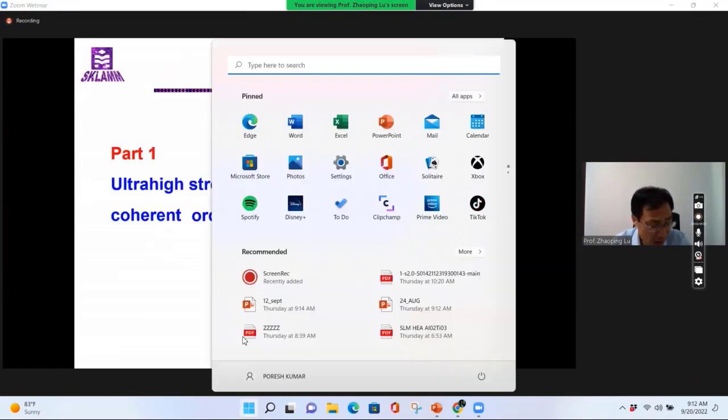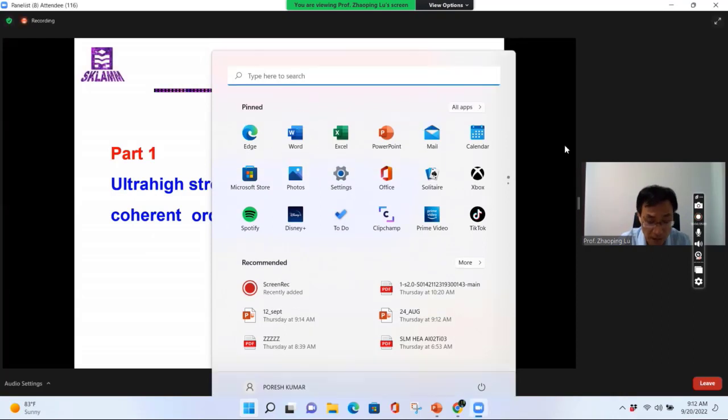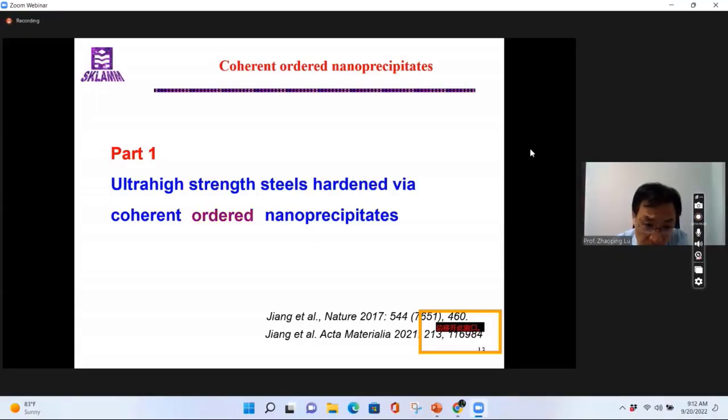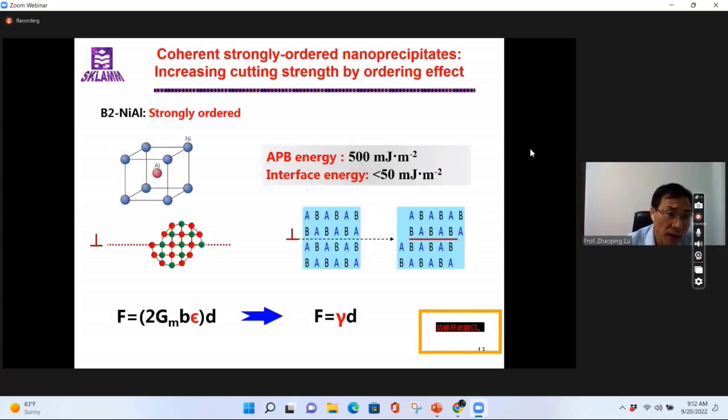So here I'm going to show the first part of my talk: ultra-high strength steels hardened by coherent ordered nanoprecipitation. The keyword here is ordered. We select the nickel aluminum intermetallic compound as the strengthening medium. This compound is strongly ordered. Nickel atoms have to occupy the vertex, while the aluminum atoms have to take the central position of the lattice.